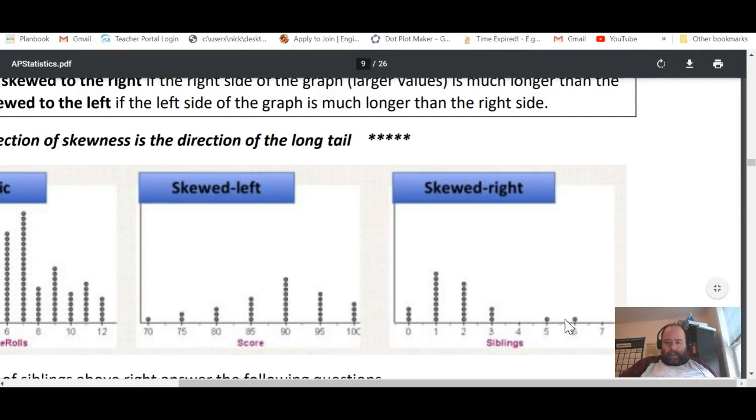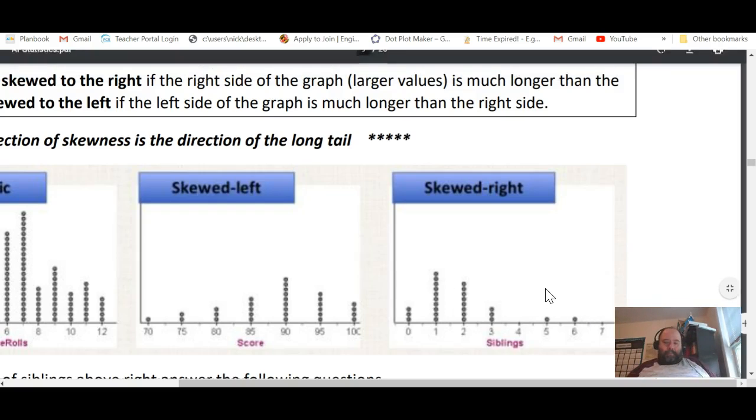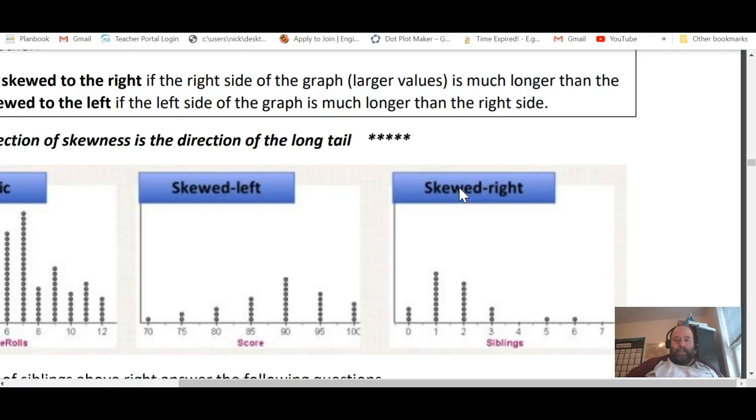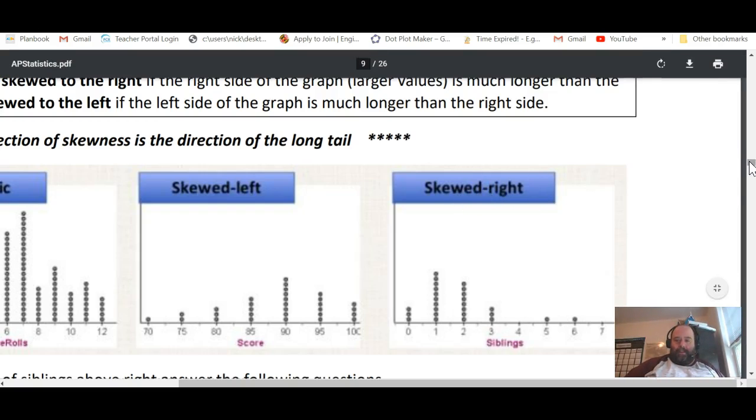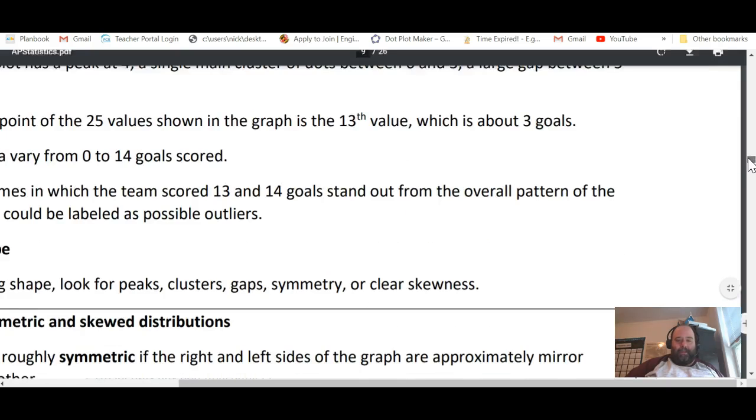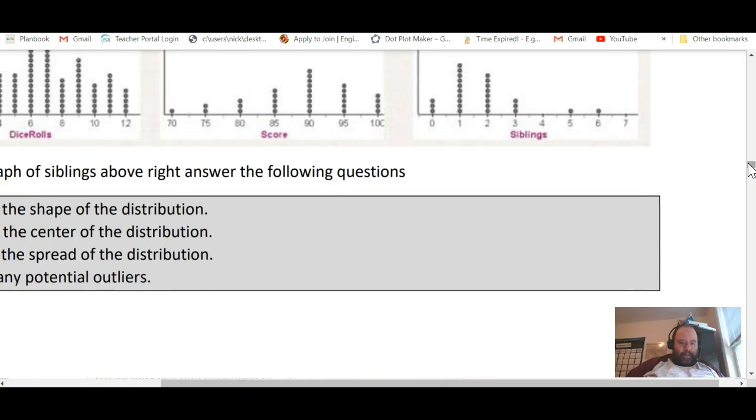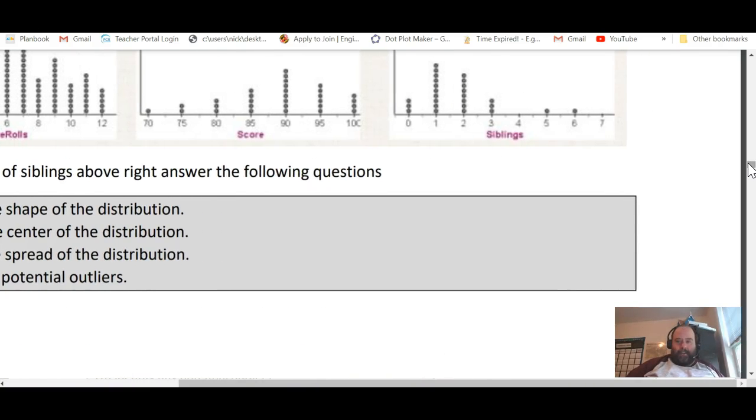Skew. The tail is clearly going to the right here, so we would say that this is skewed right and a positive skew. So that's the actual obvious label there. All right, so the second question is about center.